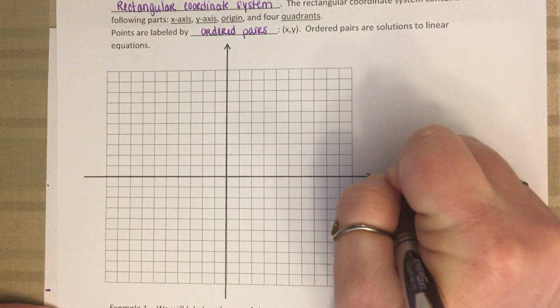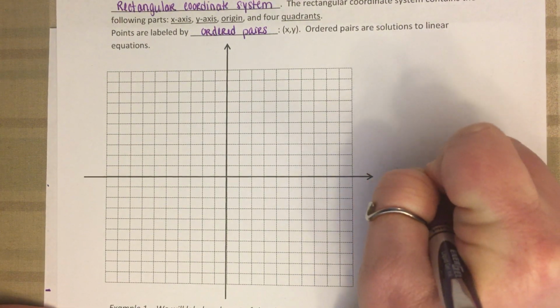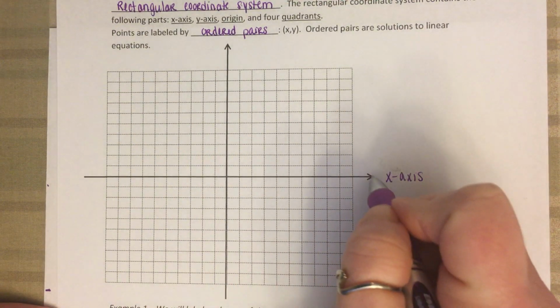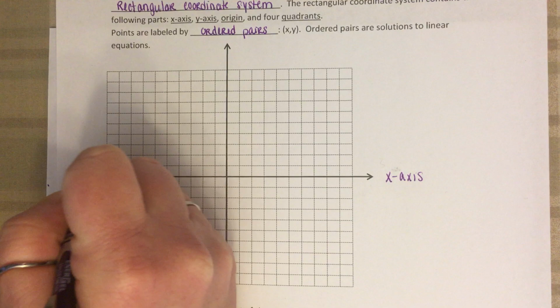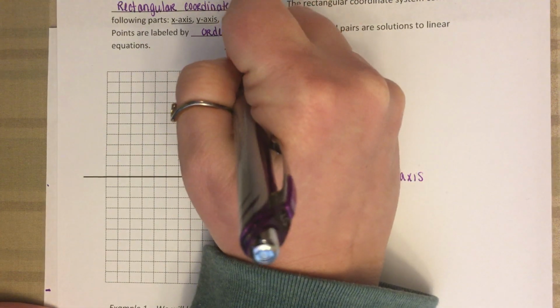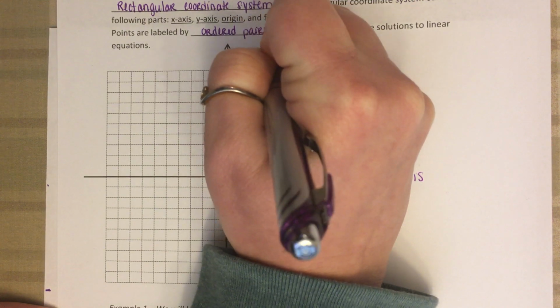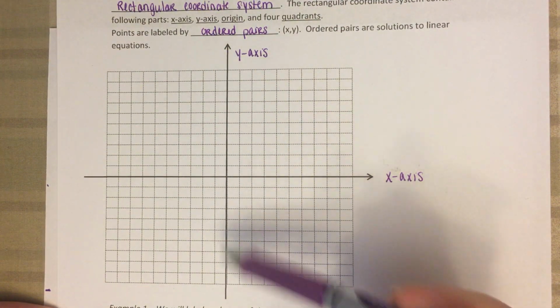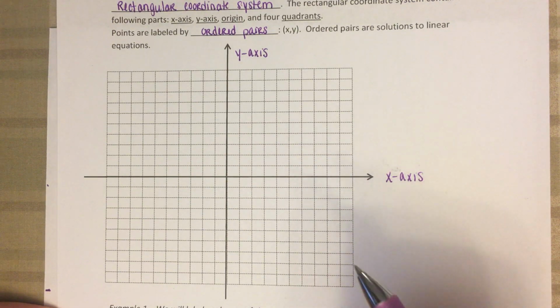So our x-axis is our horizontal line. As we're looking at it, it's just like a normal number line. As we're going to the right, we're positive. As we're going to the left, we are negative. Our vertical axis is our y-axis. As we go up, we are positive. As we go down, we are negative.